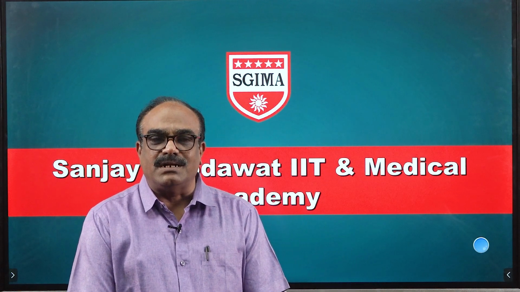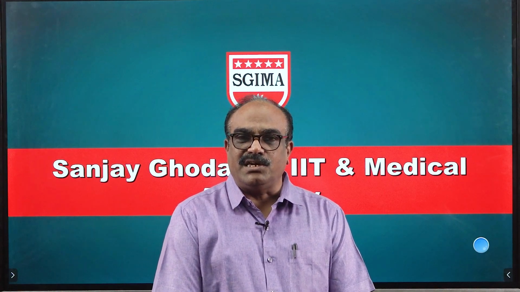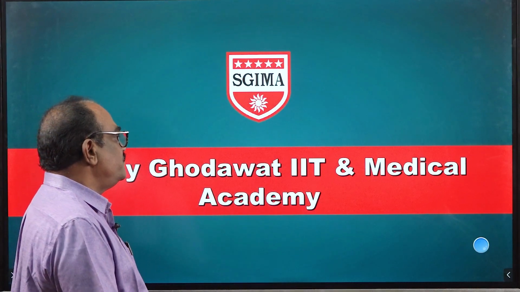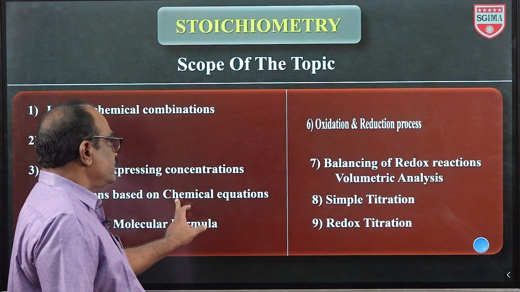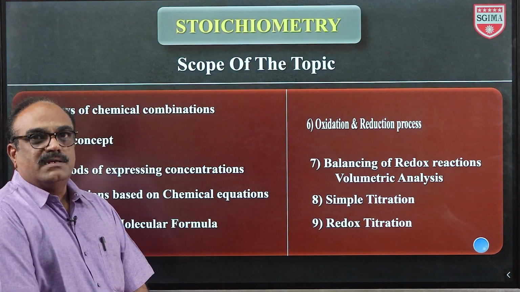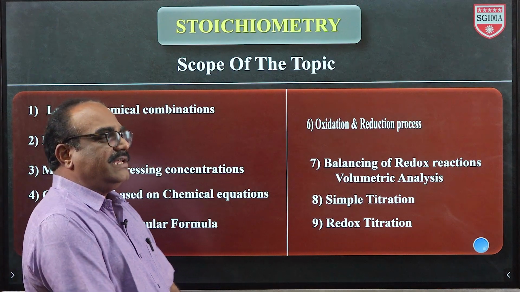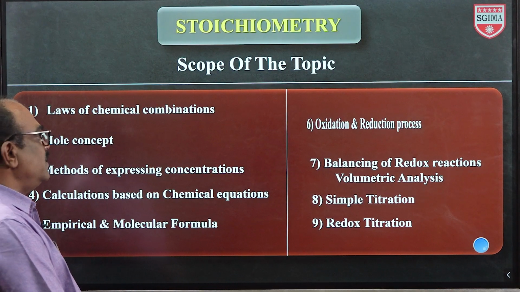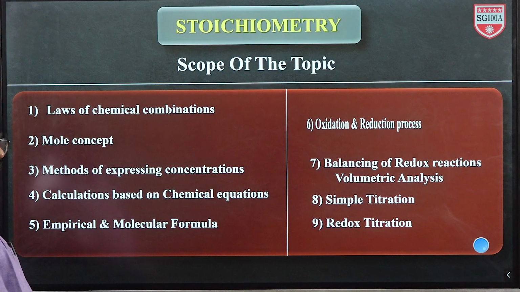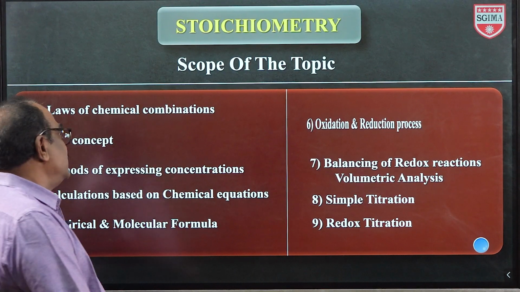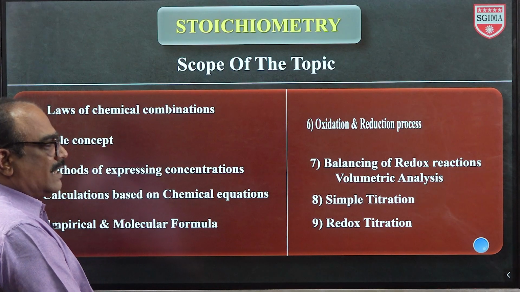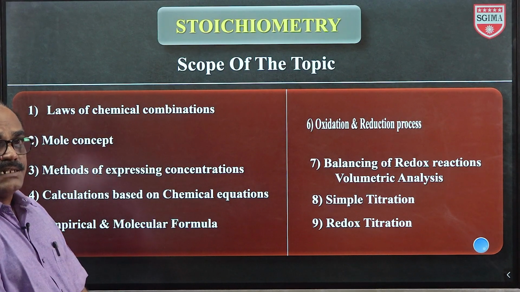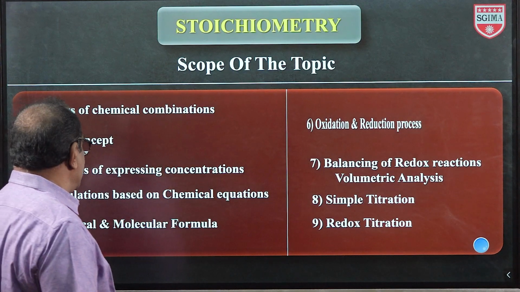Today we are going to start the topic stoichiometry. Let us have a discussion about stoichiometry. The topic stoichiometry contains the following areas to be covered. Number 1, laws of chemical combination. Number 2, mole concept. Number 3, methods of expressing concentrations of solutions.